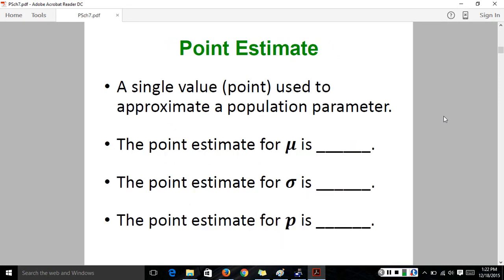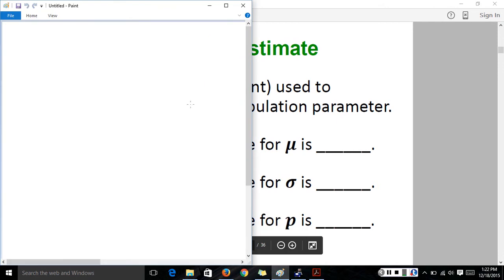One way to do that is a point estimate. A point estimate is a single value, thus a point, used to approximate a population parameter. So we're only picking one value, one point. The point estimate for mu is x bar. If I only have one number to pick to estimate mu, the population mean, the best number I have is whatever the sample mean is.